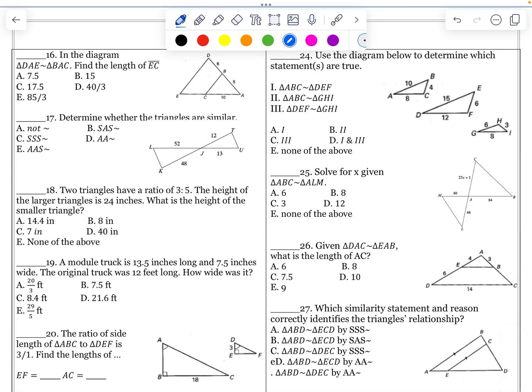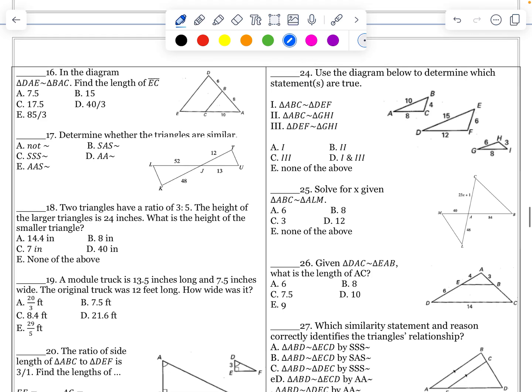In the diagram, triangle ADE is similar to triangle ABC. Find the length of EC. So we're trying to find this little piece right here. These are two similar triangles, so I can even do part to part if I want to. So I can say 6, 8, x, and 10.